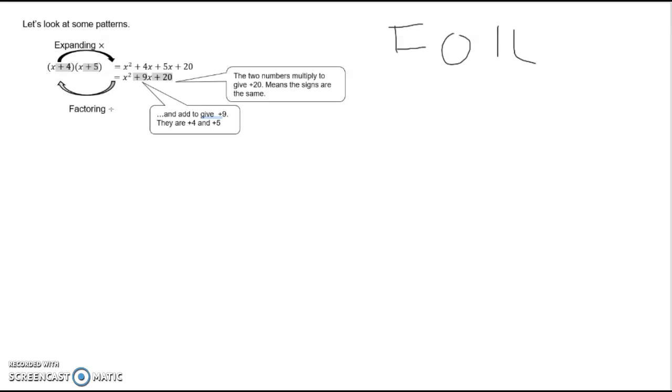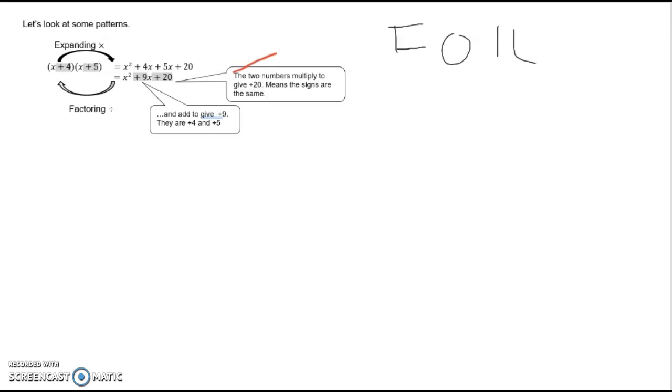Okay? So when you go from this side, the bracket times a bracket, and go over here, this is called expanding. We are making it larger and longer. So it's called expanding. When we go from here and work our way back to the double brackets, that is called factoring. So that's what we've been working on this unit.